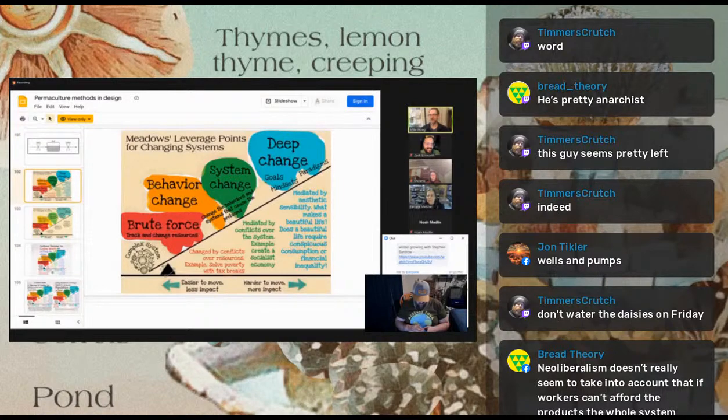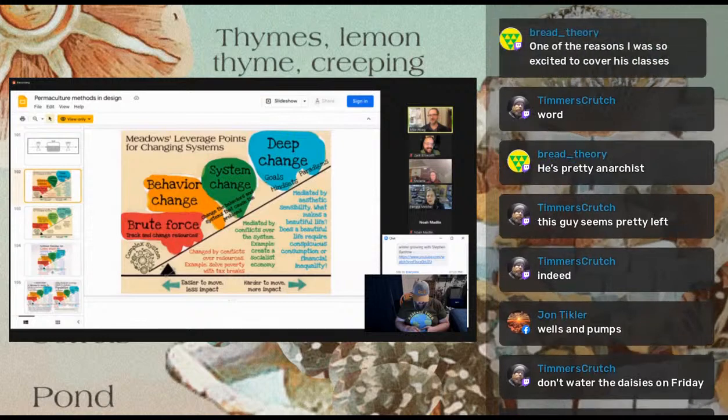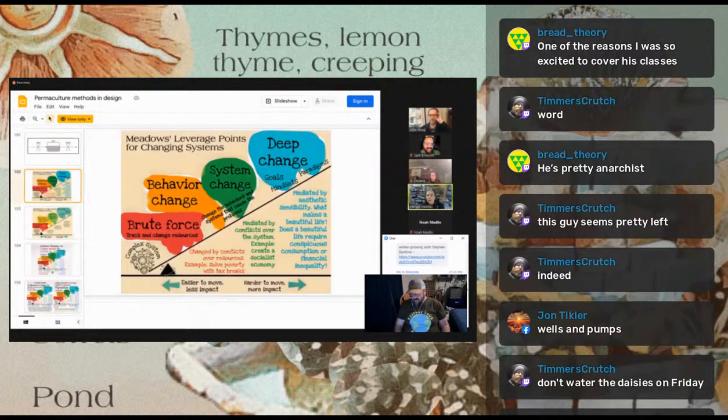Any others on here? Let's move on. Timing of watering, like don't water at 3 o'clock in the afternoon when the sun is out.